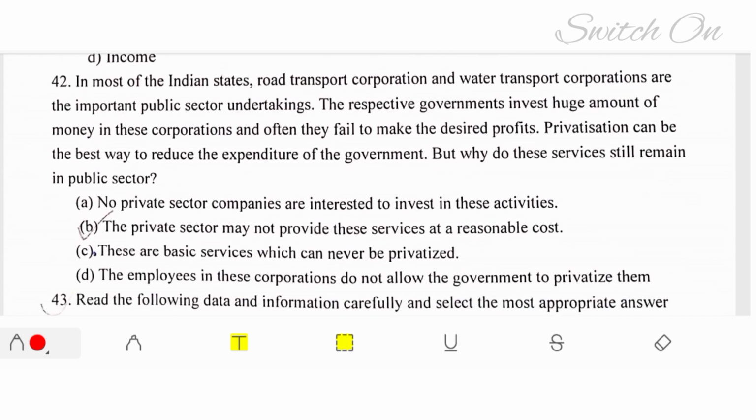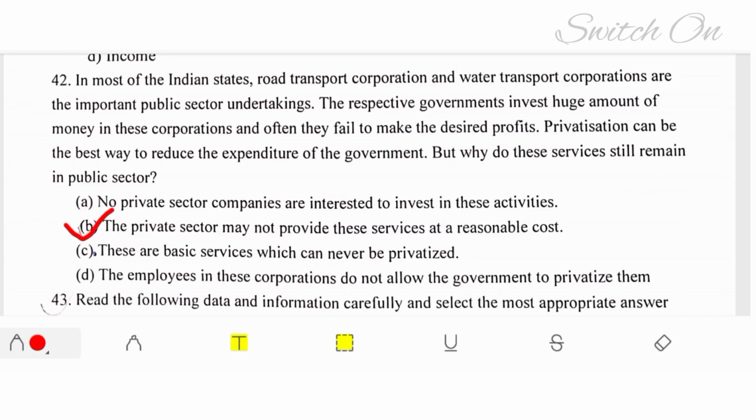Question number 42. You can pause the video and read the question and then continue the video. The correct answer is option B. The private sector may not be able to provide these services at a reasonable cost.